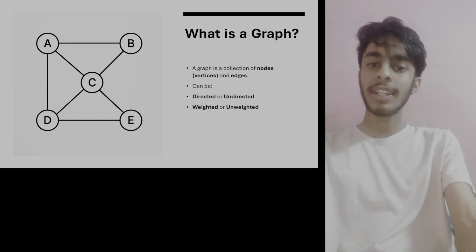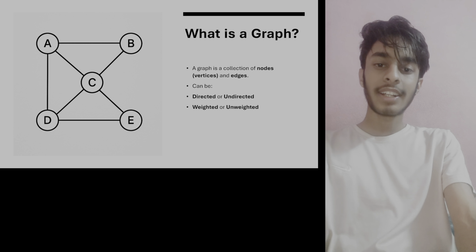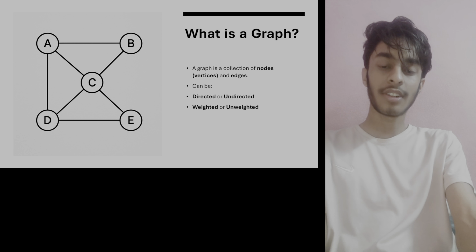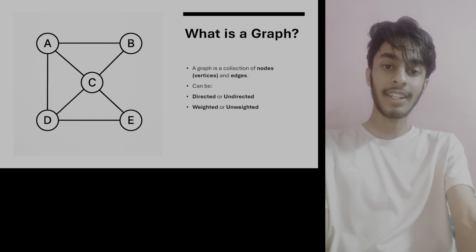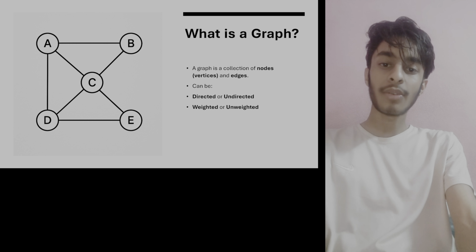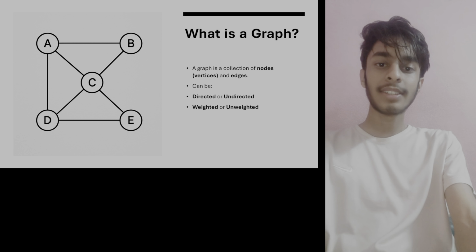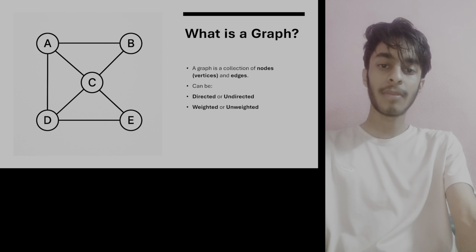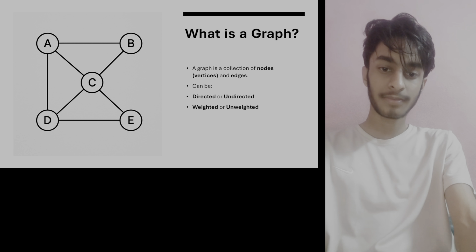So a graph can be directed or undirected. A directed graph means it has a certain direction and undirected means it doesn't have any direction. A graph can be either weighted or unweighted. Weighted means it has cost and unweighted means it doesn't have any cost.